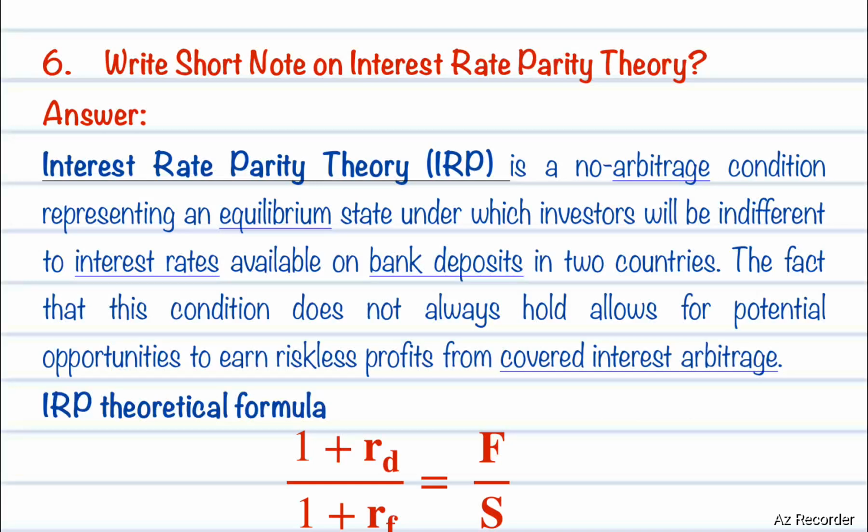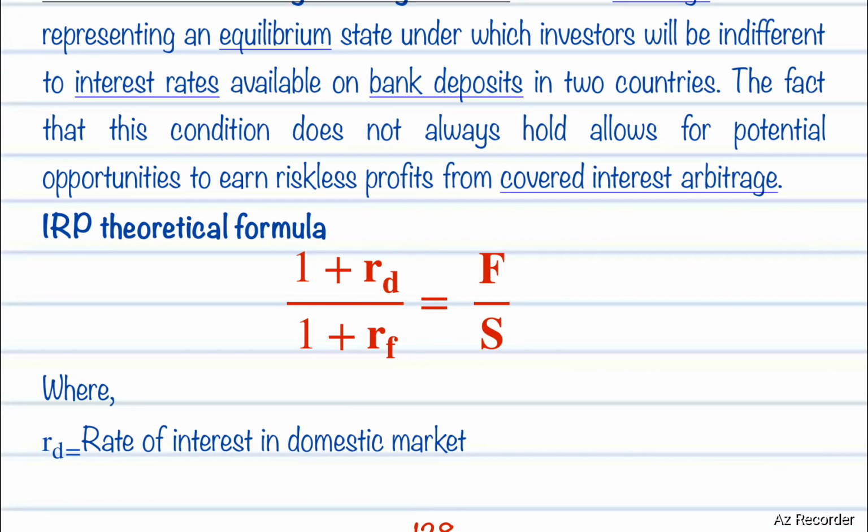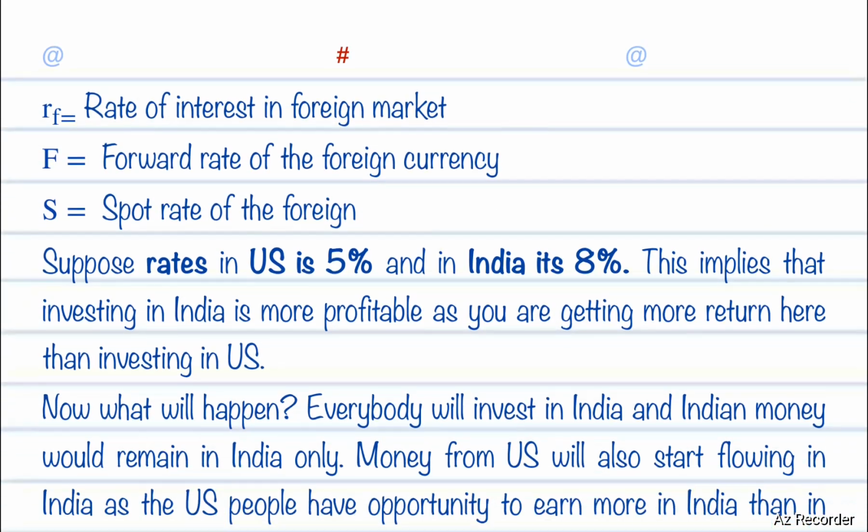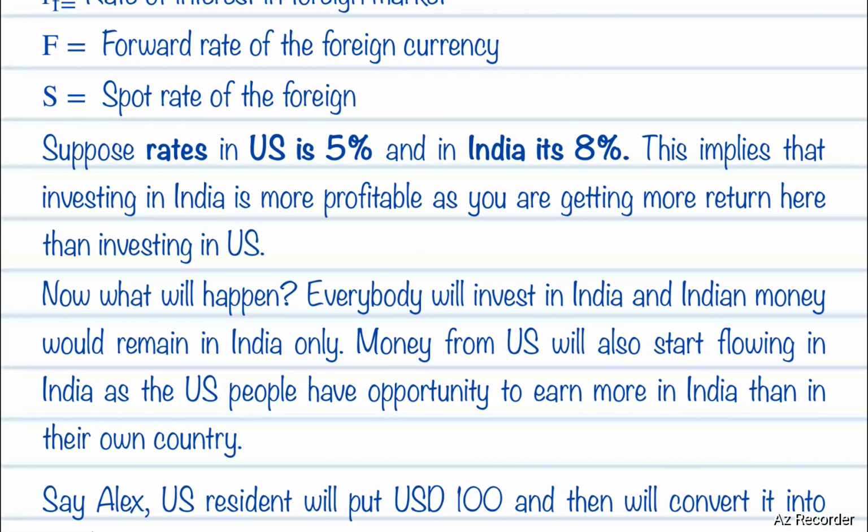Interest rate parity theoretical formula: (1 + RD) / (1 + RF) = F / S. F means forward rate, S means spot rate, RD means interest rate in the domestic market, RF means interest rate in the foreign market. High interest rate in India has been offset by depreciation in the currency of India, thus eliminating any possibility of an arbitrage opportunity.